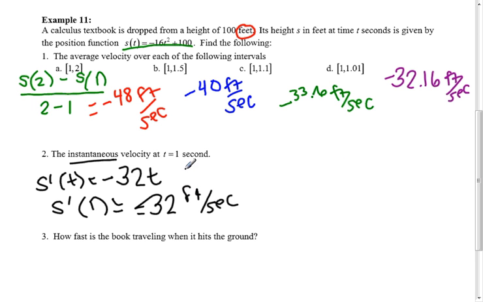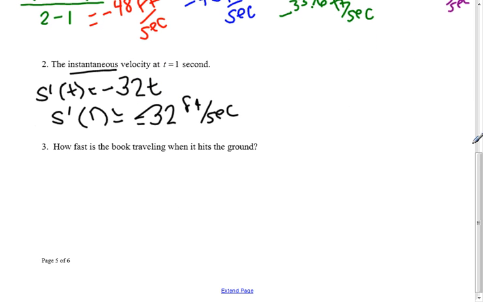Okay, so we were right as our numbers here, they approach negative 32, and that's exactly what the instantaneous velocity is. That's how fast the book is dropping at t equals 1 second. Okay, and then we have one more question to go along with this. How fast is the book traveling when it hits the ground? Well, the first thing we need to figure out is when does it hit the ground? Alright, so that would be when our height is 0. So if we could figure out when our height is 0, then we'll know when it hits the ground.